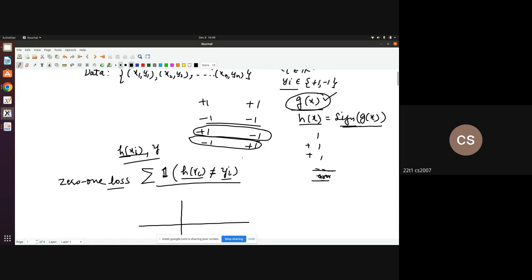Now, this very loss can be written in an alternate form, and that is: this is your g of x, you multiply it with y.